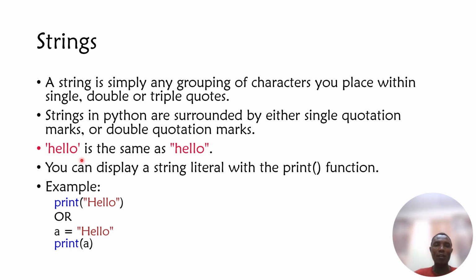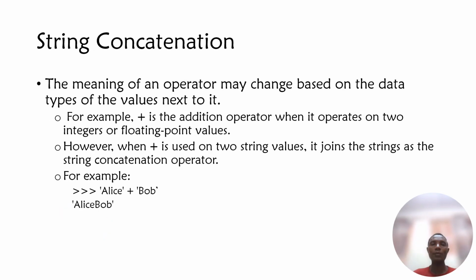So here is an example, 'hello', and also this one is in double quotes. So 'hello' is the same as "hello". You can display a string literal with the print statement, the print function. For example, we would print hello, or a is equal to hello. If we print a, you have the same output as for this and also as for this. This one is going to print hello, and also this one is going to output hello.